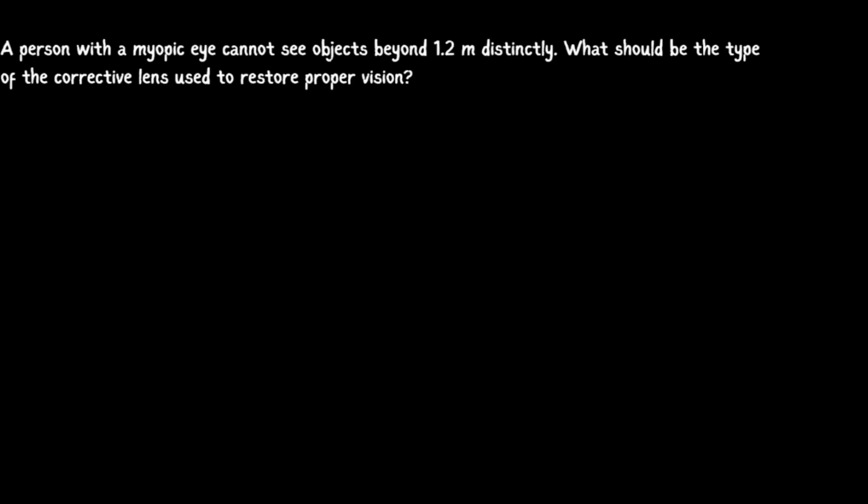A person with a myopic eye cannot see objects beyond 1.2 meter distinctly. So what should be the type of corrective lens used to restore proper vision? For easy understanding, we have to draw the ray diagram. So this is the eye. For a myopic person, they are able to see the nearby object, which is at 25 centimeters, and they cannot see objects beyond 1.2 meter.